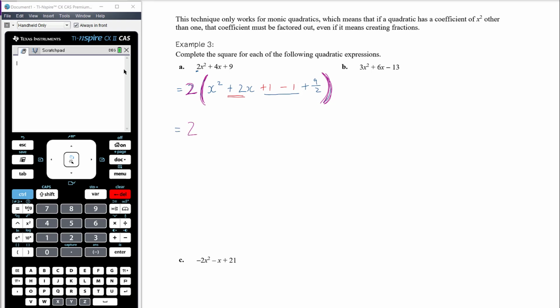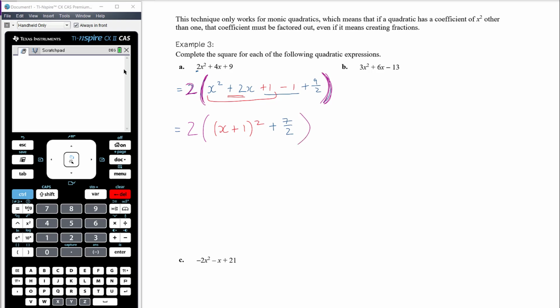Start off, I've got 2 times everything in here, and let's just work on what's happening in here. Okay, so perfect square is there. It is x plus 1 all squared. And then we've got minus 1, which is minus 2 on 2, plus 9 on 2. So negative 2 on 2 plus 9 on 2 is plus 7 on 2. Alright, so we can bring in that purple bracket a little bit.